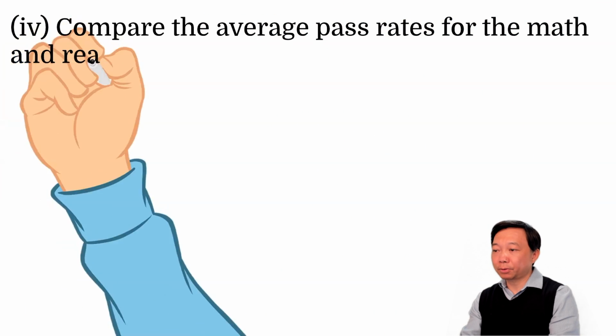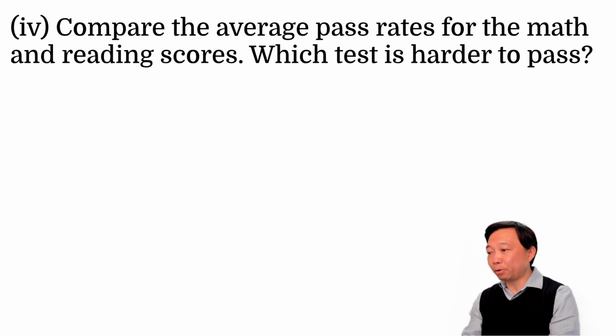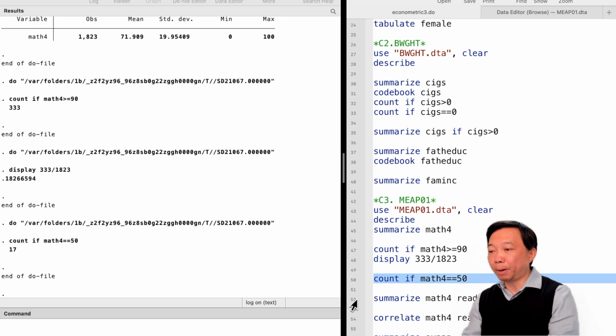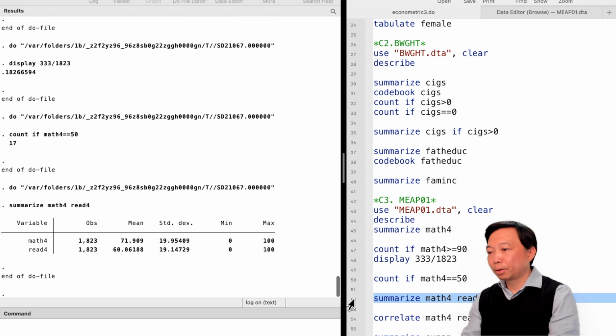Part 4 asks us to compare the average pass rates for the math and reading scores. Which test is harder to pass? We summarize the two variables, math4 and read4. We find that the mean for math is 71.9 and the mean for reading is 60.1. It implies that the reading test is harder than math.